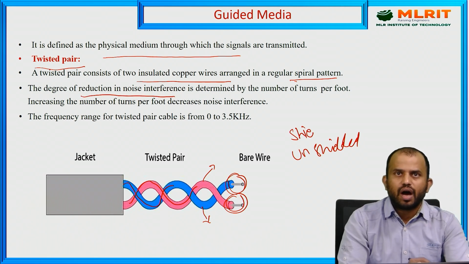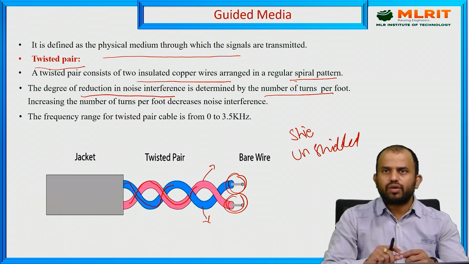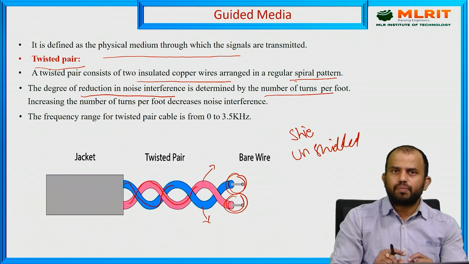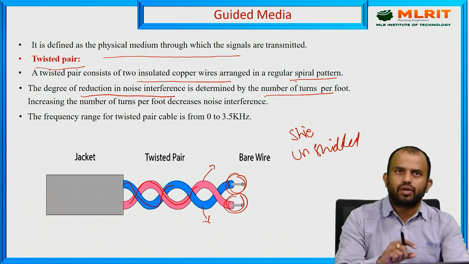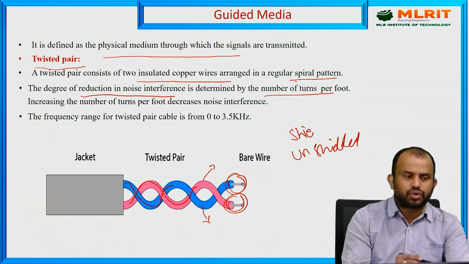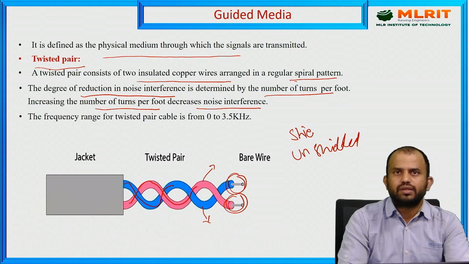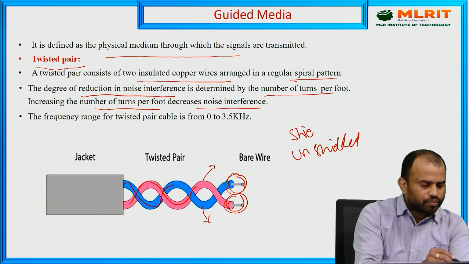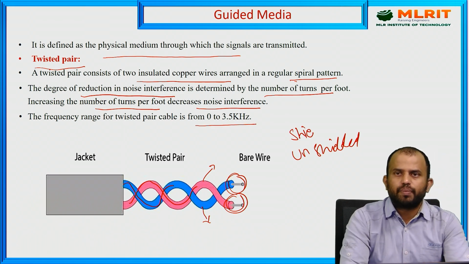and the number of turns per foot. How much twist is required? Based on the twist, we reduce emission values. It reduces the noise interference values. If we increase the number of turns per foot, the noise interference decreases. The frequency range of twisted pair cable is from 0 to 3.5 kilohertz.